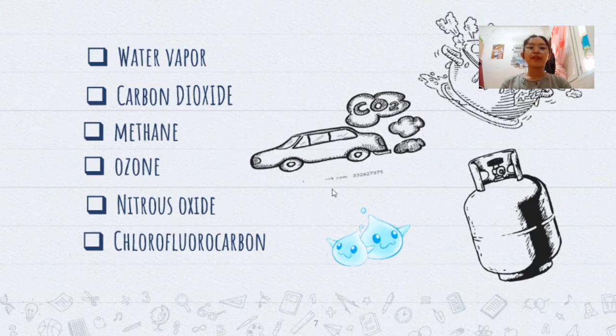Next is carbon dioxide. Carbon dioxide is a colorless, odorless gas found in our atmosphere that has the formula CO2. One example of a source of carbon dioxide is vehicles, because the gas that vehicles produce is carbon dioxide, or CO2. But vehicles also produce the greenhouse gases nitrous oxide and methane.